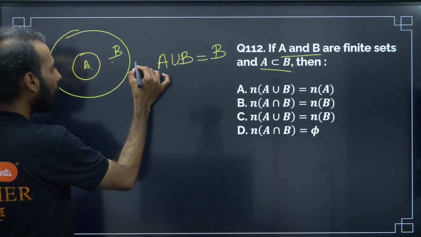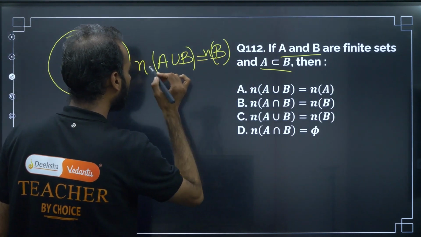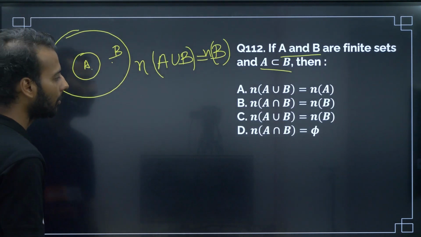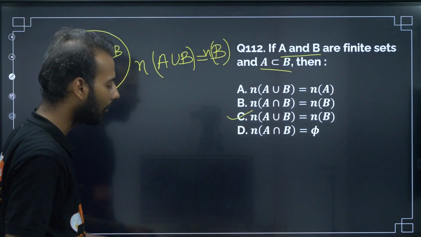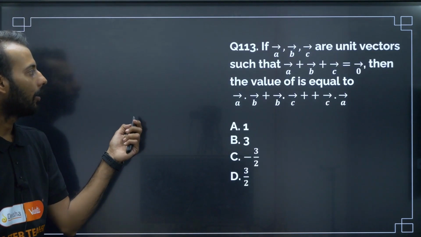Now let me apply n on both sides. Whatever I am doing, I am doing on both sides of the equation. n of A union B is equal to n of B. Any option is there? Yes, option C is there. Hardly it will take 10 seconds. So such questions you should not leave at any cost.